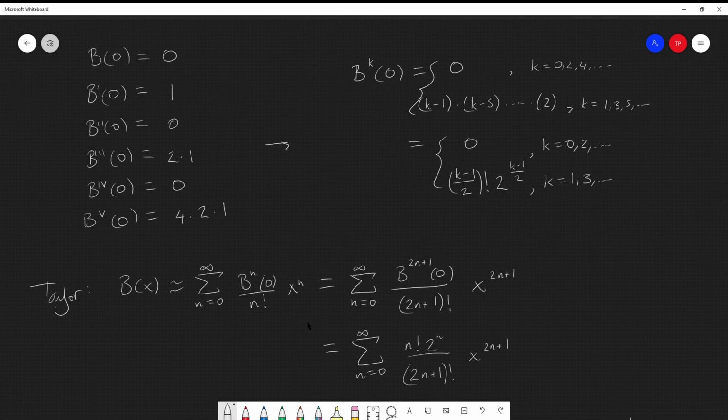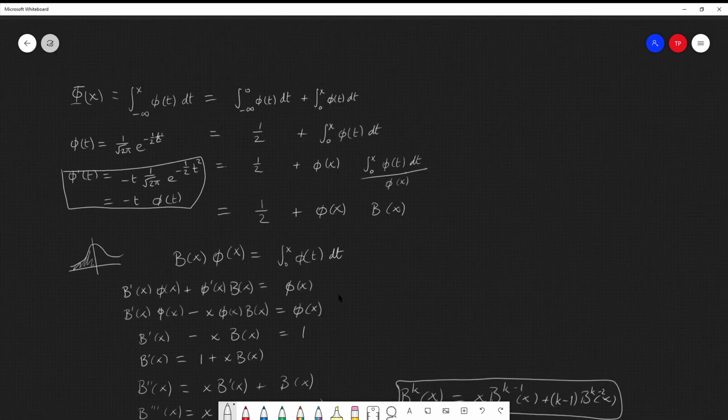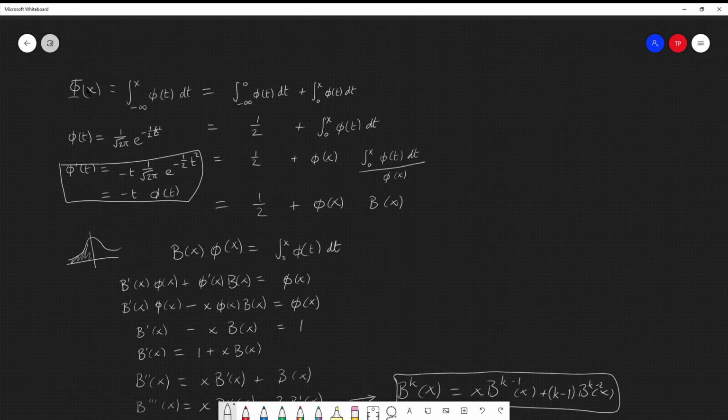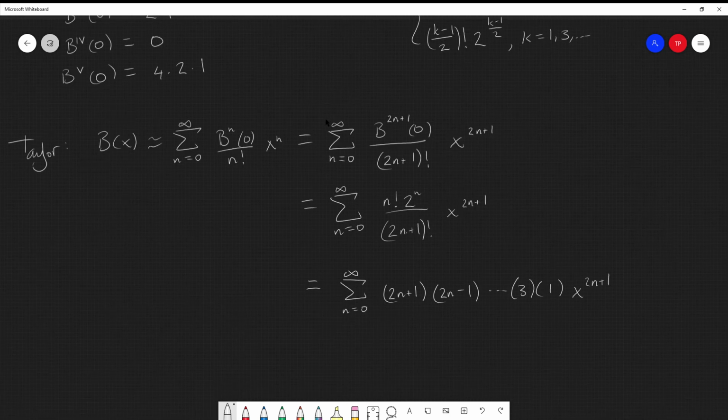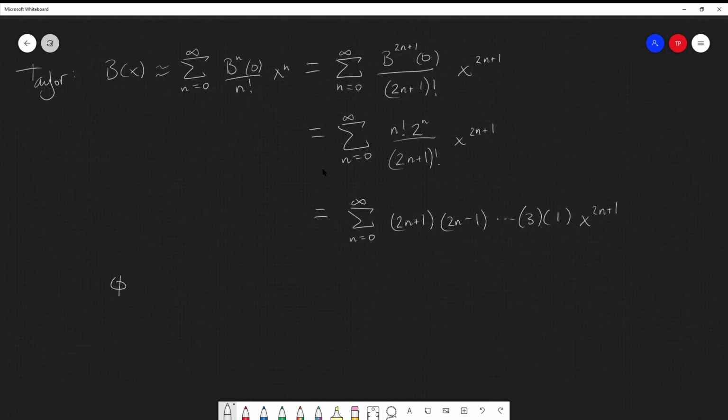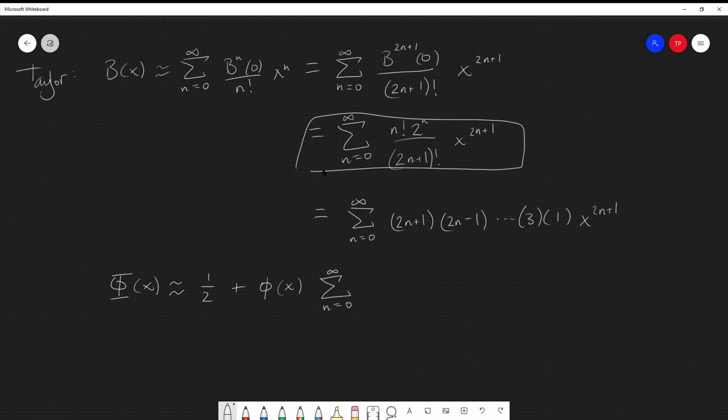And now if we refer back to the very beginning, we said that capital phi of x, the cumulative distribution function, is equal to half plus small phi of x, the PDF, times b of x. So if we rewrite that using this approximation for b of x, we get that the cumulative density function is roughly equal to 1/2 plus the probability density function times the sum, and I'll use the more compact version that we found here, from 0 to infinity of n factorial 2 to the n over 2n plus 1 factorial x to the 2n plus 1. And this is the Taylor series approximation for the Gaussian cumulative density function.